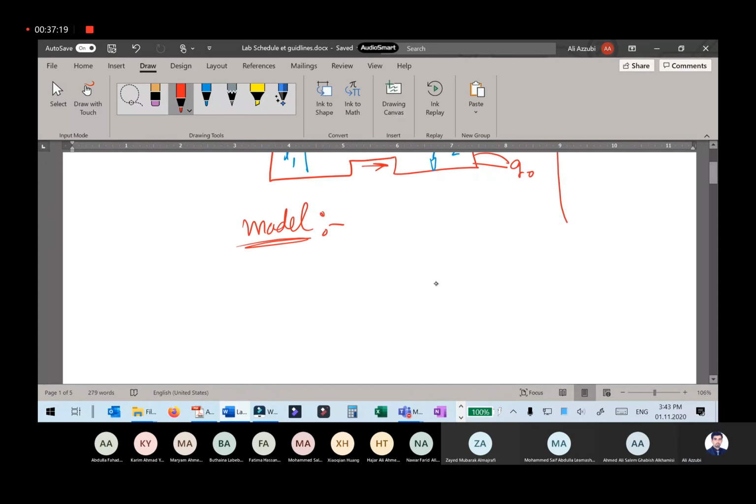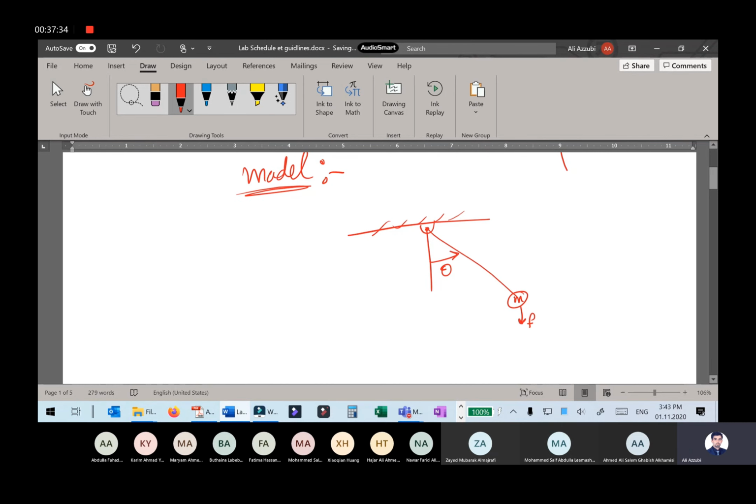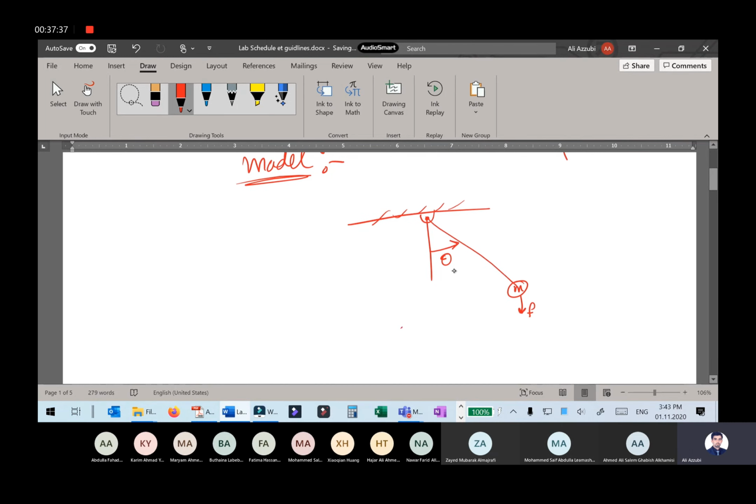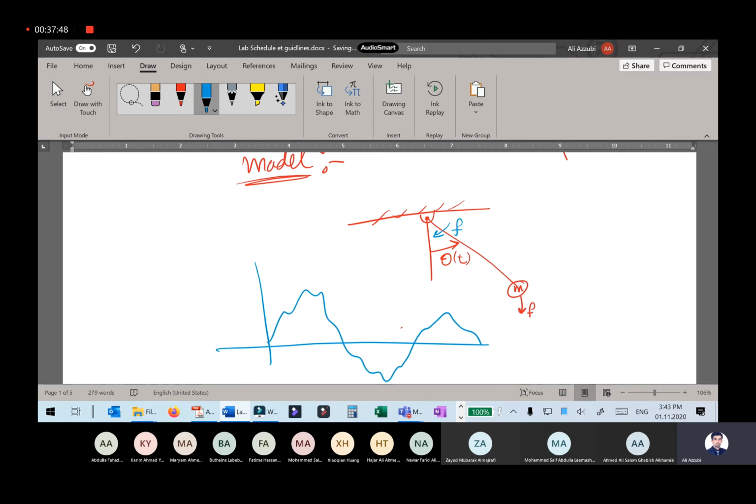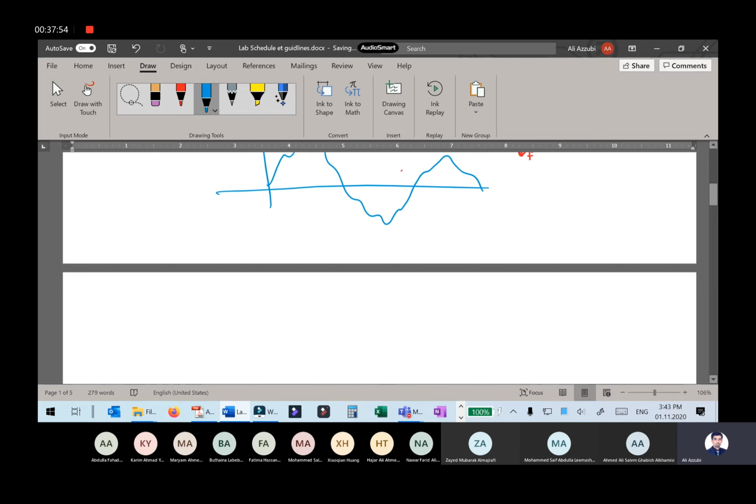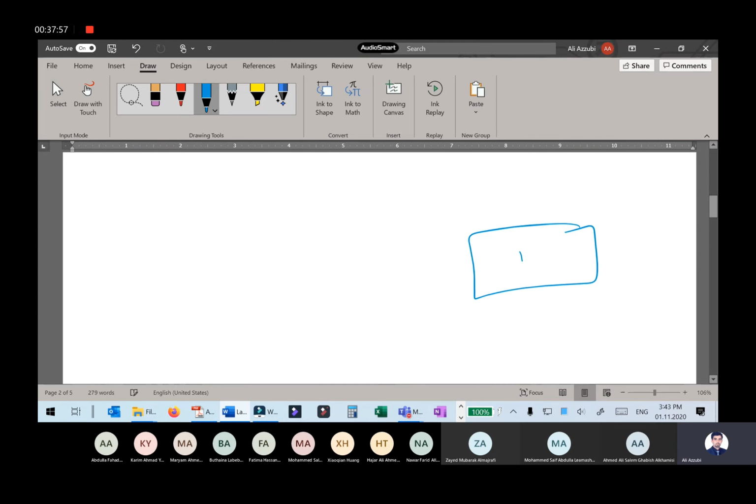Another example is let's take this pendulum. If you have a pendulum and you have a force like this, and you have an angle theta, then we want to simulate theta of t. If you have a force here, you just create a VI that shows the variation of this theta of t. Another example is you have a mass spring damper system. Surely you know this system, what it is all about.